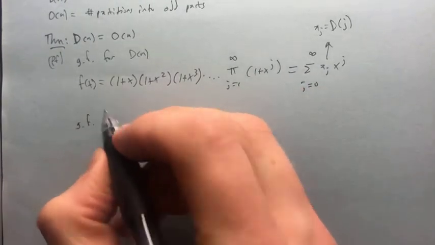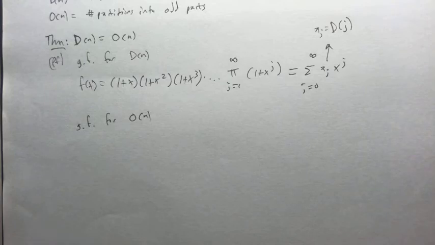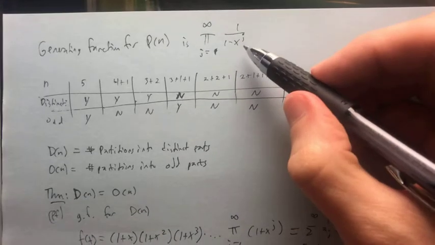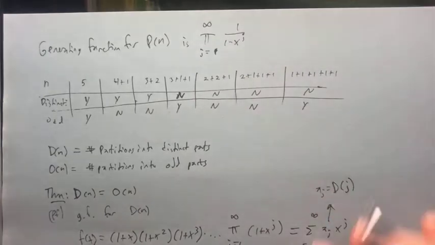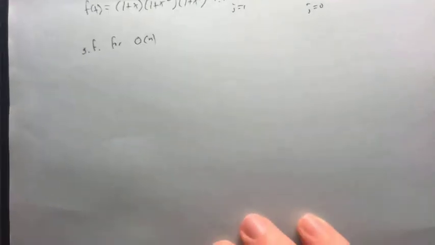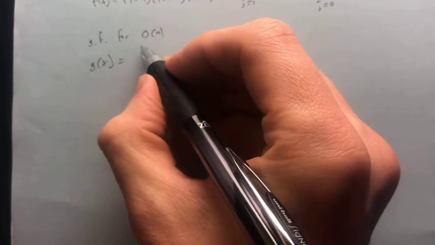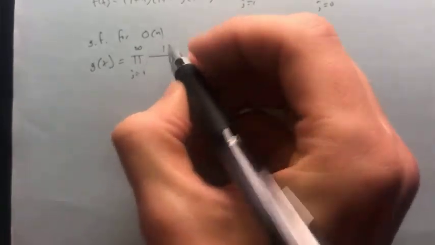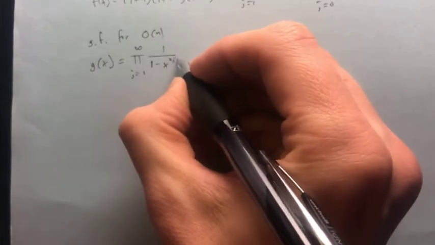So next, let's find the generating function for O of n. Well, for O of n, we don't care if things overlap, but we do care that they're odd. So recall the generating function for P of n was this, and this is anything goes. So what if I want P of n, but only to have odd parts? Well, the generating function for O of n, I'm going to call it g of x, and it's going to be a lot like the generating function for P of n, except it's an infinite product, j goes from 1 to infinity, and I only want the odd things to show up. So 1 over 1 minus x to the 2j minus 1.